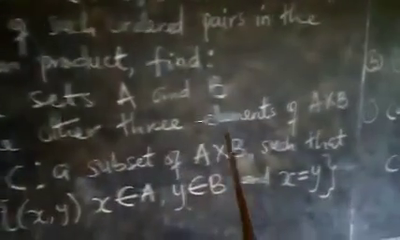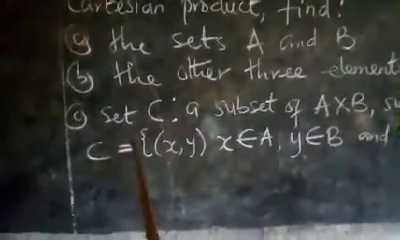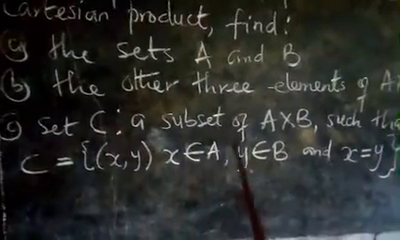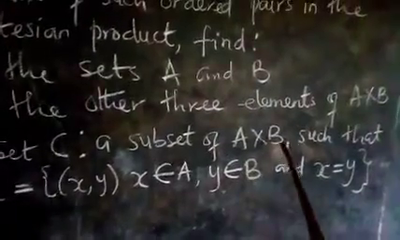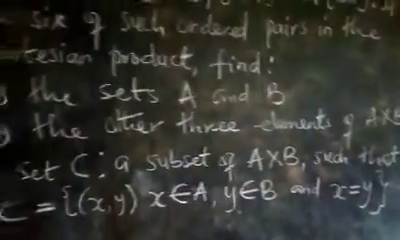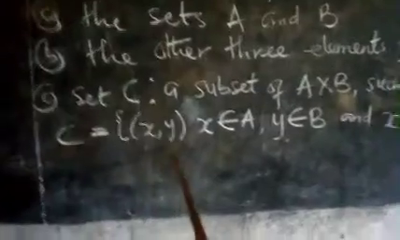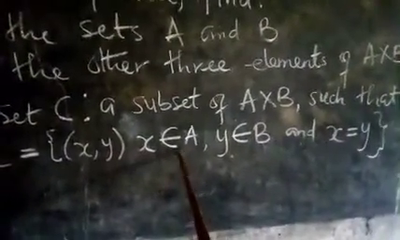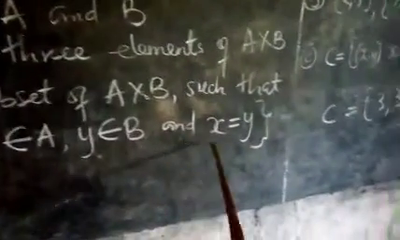Then find the other 3 elements of A and B. Then set C, which is a subset of A and B, such that C is equal to (x, y), where x is an element of A, y is an element of B, and x is equal to y.